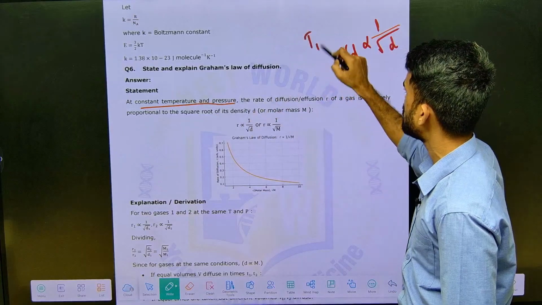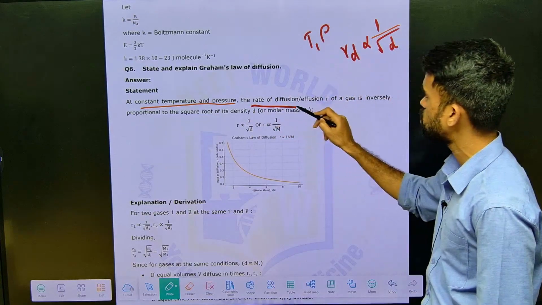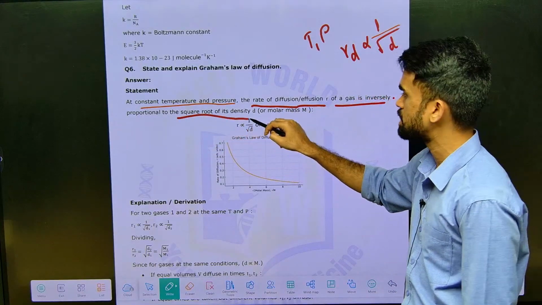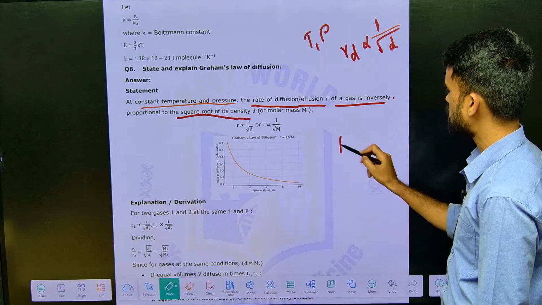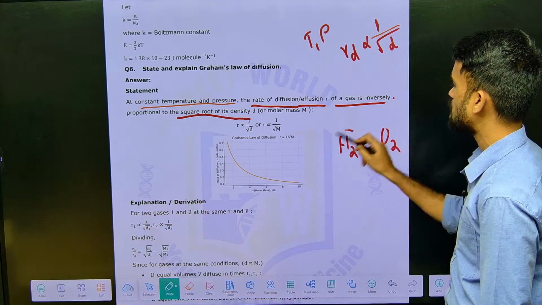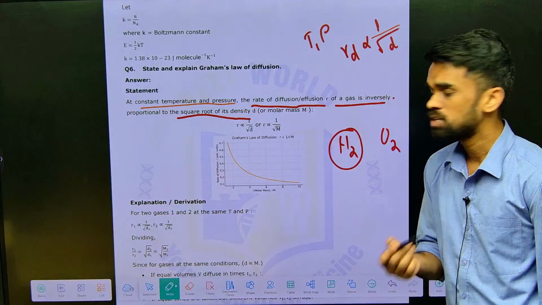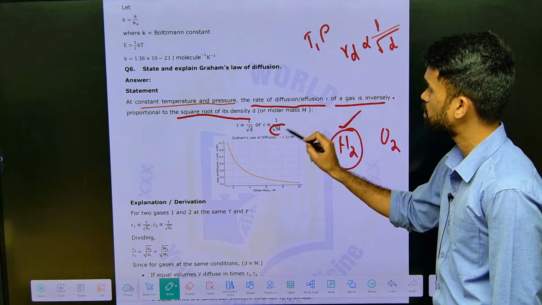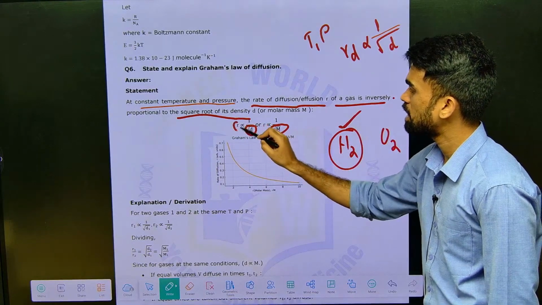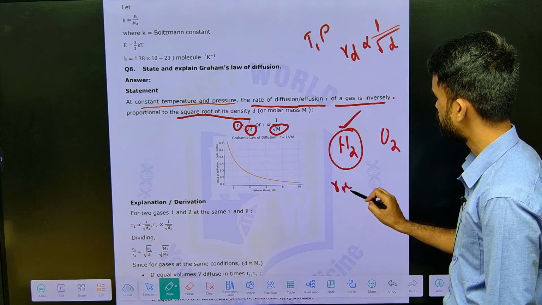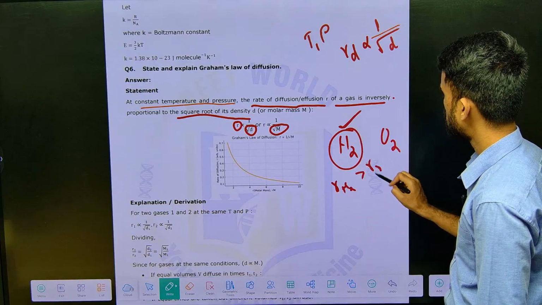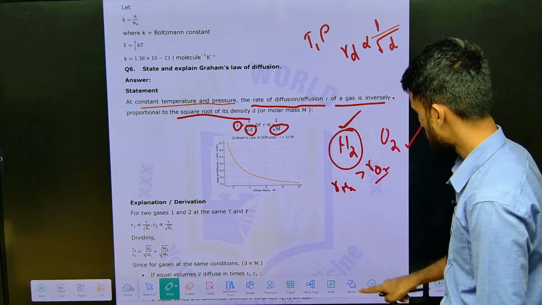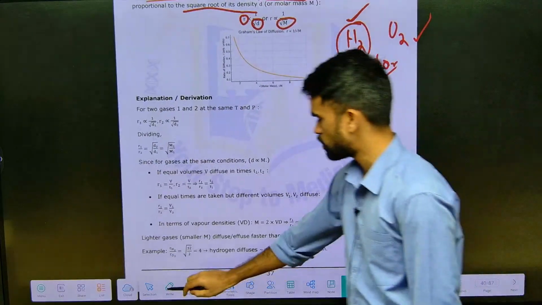What is constant? Temperature and pressure are constant. The rate of diffusion or effusion of a gas is inversely proportional to the square root of its density. We have just taken two examples like H2 and O2. Which gas will have the greater rate of diffusion? That depends on their densities, right? H2 has lower mass, which means lower density, so a greater rate of diffusion. So the rate of diffusion of H2 is greater than the rate of diffusion of O2. This is what we understood from the previous discussion. Okay, if you want exact values, you can take this relation.